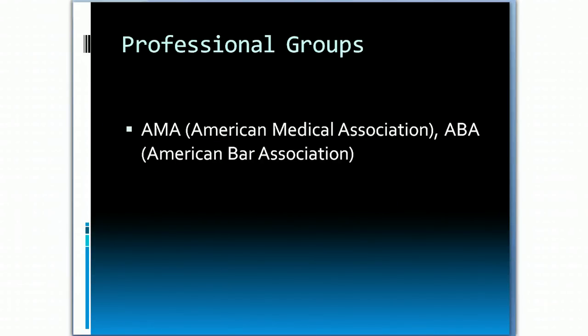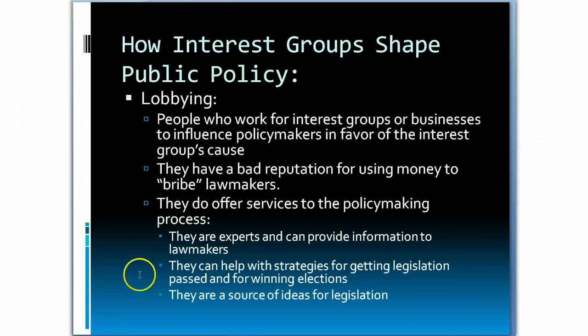So how do these interest groups actually get their policies enacted? The biggest way is through lobbying. They have people who work for them to go try to influence the policymakers. And honestly, lobbying is kind of a bad word in politics. They have a bad reputation for trying to use money to bribe lawmakers, but that's really not what happens. They just try to get influence.